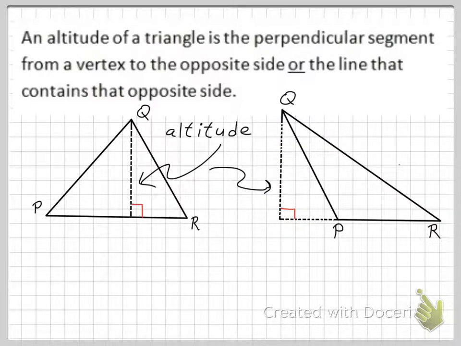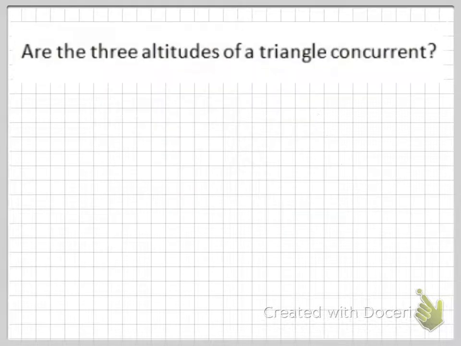So again, the definition of an altitude is the perpendicular segment from a vertex, in this case, here's the vertex, to the opposite side or the side containing that opposite side. It's basically how tall that object is in relation to that base. And so the question begs, are the three altitudes of a triangle concurrent? Okay, so you can try that now. You can pause this presentation here and draw yourself a triangle and construct three altitudes of a triangle and see if they're concurrent.